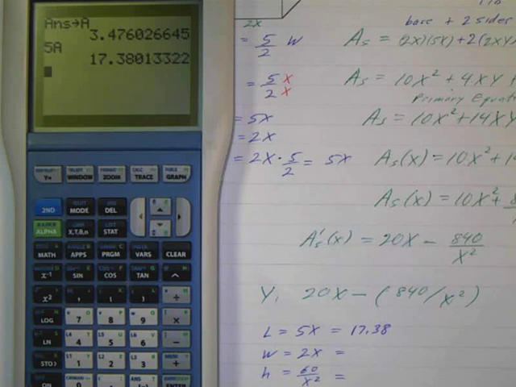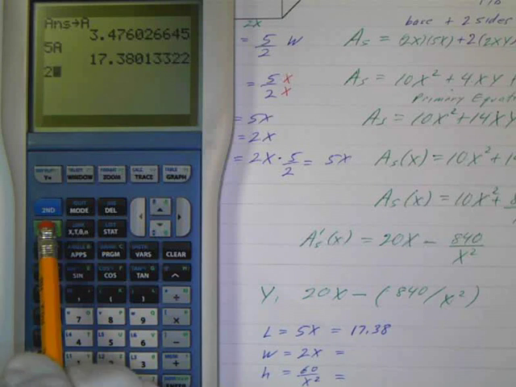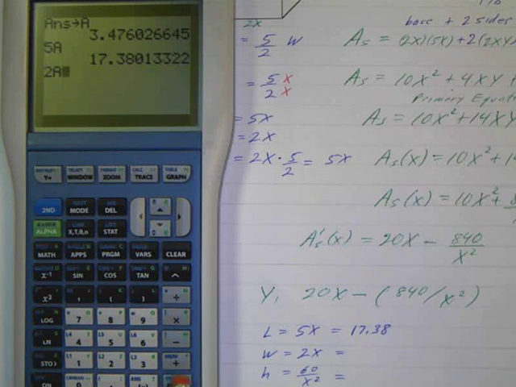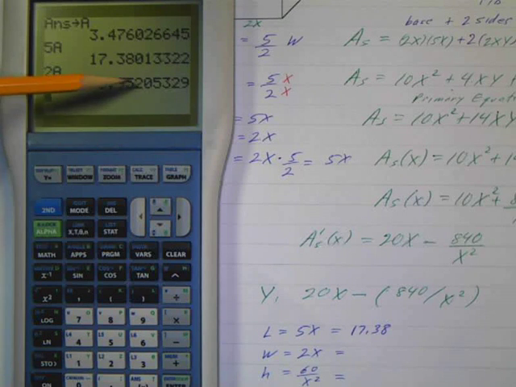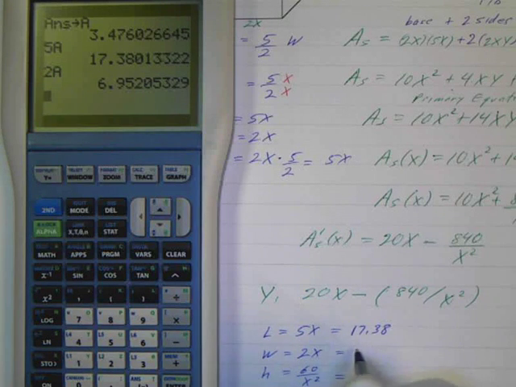Because we're going to round that off. Now my width is 2x, so that's going to be 2 times alpha A, enter, and I get 6.95. Remember, this number is smaller than 5, so I just drop it. If it's 5 or bigger, I add 1 to the hundredths place, but that's going to be 6.95. And my dimensions were feet, because it's in cubic feet, so that's going to be feet.